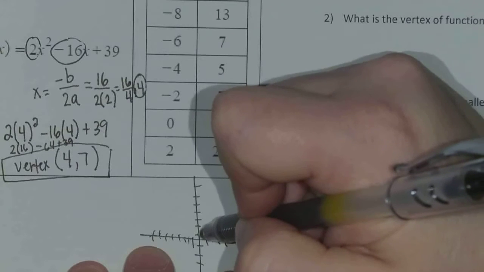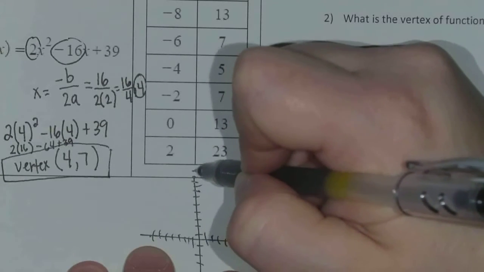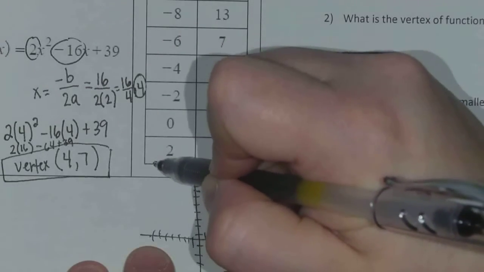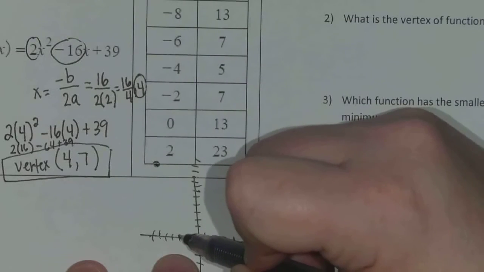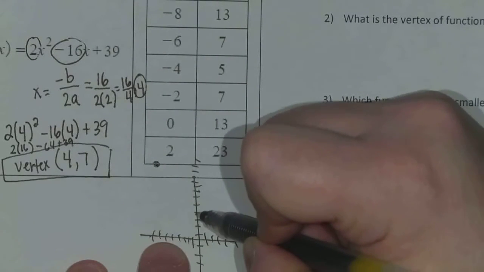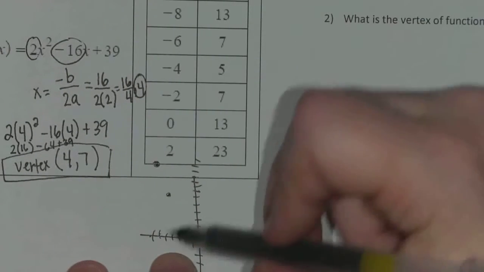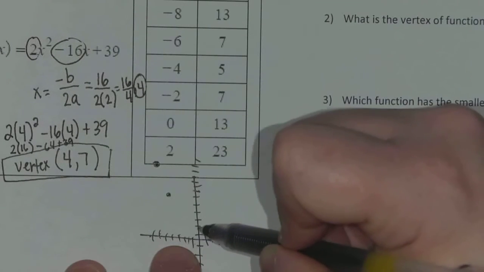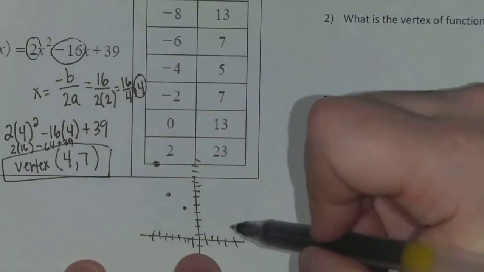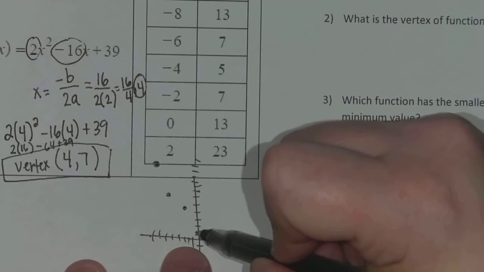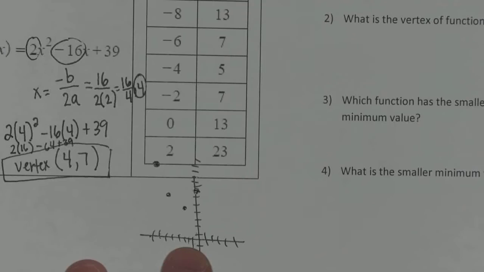And then I'm up here at 13. So I'm like clear up here. Then I'd be -6 and 7. Which is like right here. -4 and 5. -2 and 7. Oh my goodness, did we just find a vertex point?